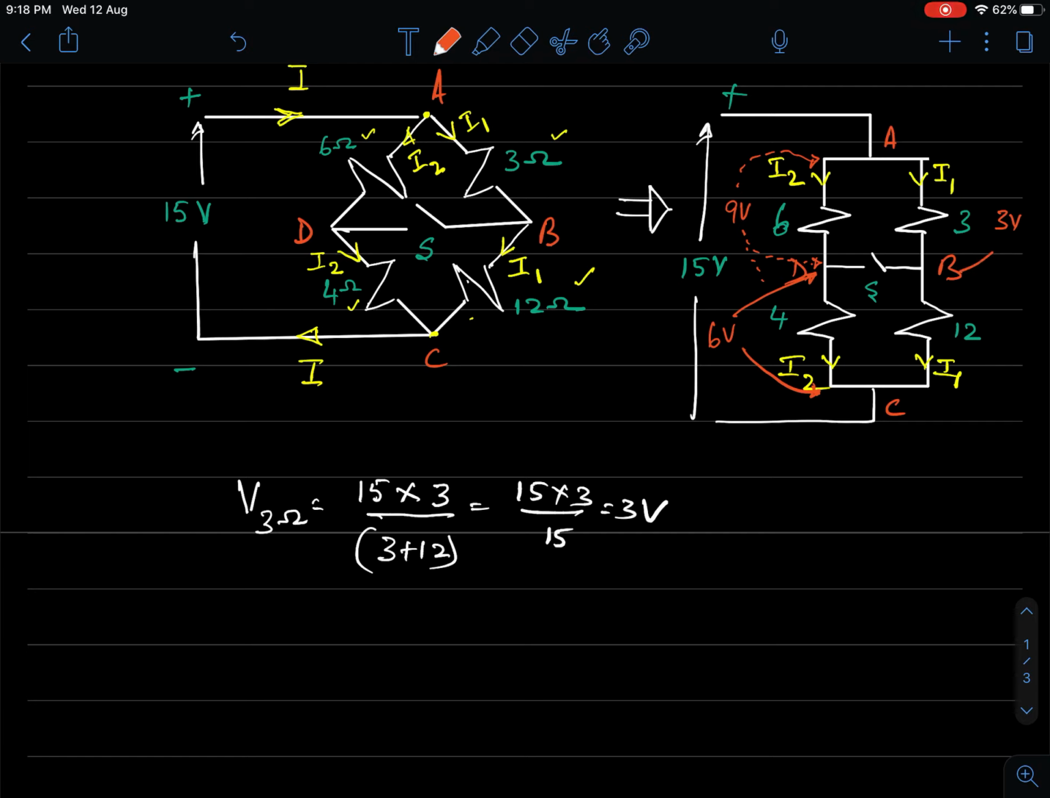This voltage is 3 volt. So what is the potential difference across 12 ohm? It is so simple. 15 minus 3 we can compute. This is 12 volt.